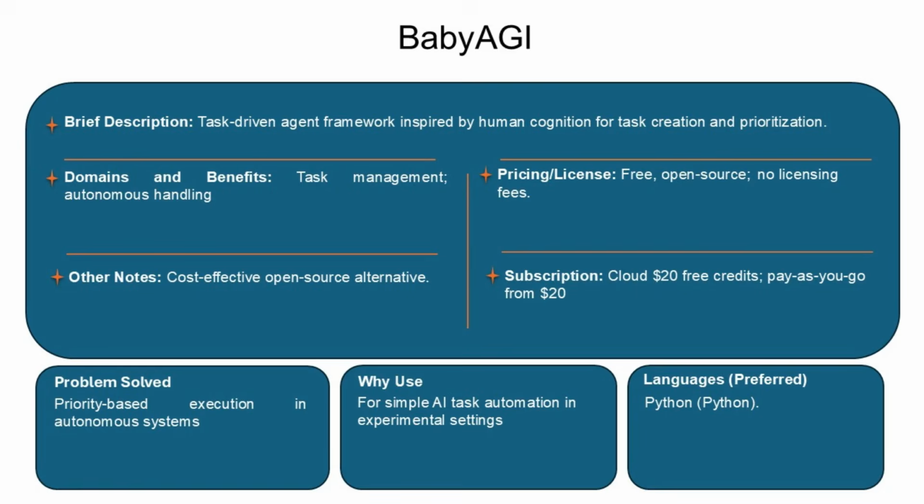BabyAGI: a task-driven agent framework inspired by human cognition for task creation and prioritization. The area of domain is task management, and the benefit is autonomous handling. Price and license: free, open source, no license fees for now. Why use it? For simple AI task automation in experimental settings, and the problem solved is priority-based execution in autonomous systems. Python is the preferred language, and it is a cost-effective open source alternative.